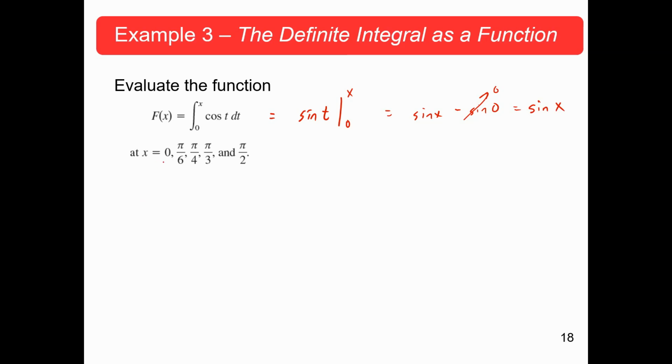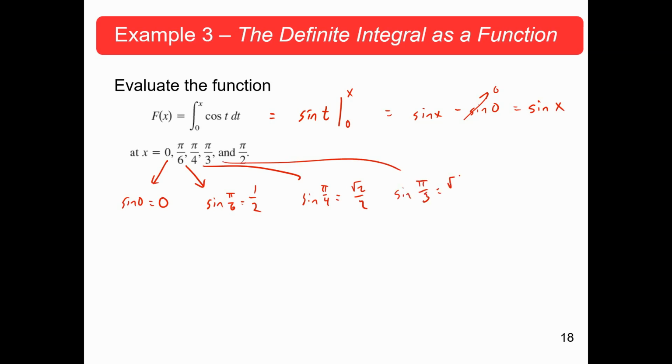So when x equals 0, we get sine 0 equals 0. At pi over 6, we get sine pi over 6 equals what? 1/2. Sine pi over 4, we get square root of 2 over 2. Sine of pi over 3, we get root 3 over 2. And then sine of pi over 2, we get 1. So notice we were able to integrate one time and then plug these in because we turned our answer, our capital F, into a function of x, okay?